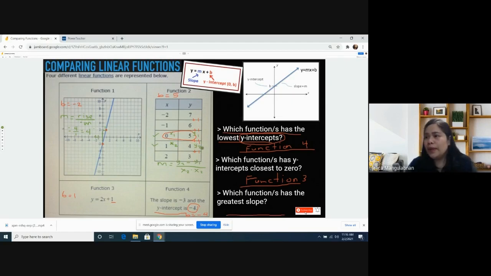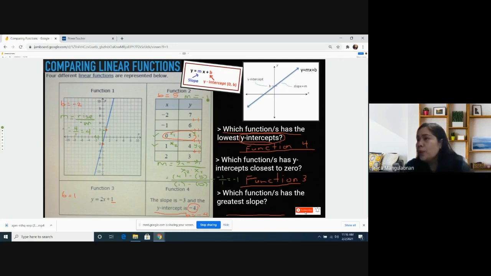Then we're going to substitute the values into the formula. The y sub 2 is 4 minus the y sub 1, which is 5, all over the x sub 2, which is 1, minus the x sub 1, which is 0. Then we can simplify it. 4 minus 5 is -1 over 1. 1 minus 0 is 1. And -1 divided by 1 will give us -1. So the slope in function 2 is -1.